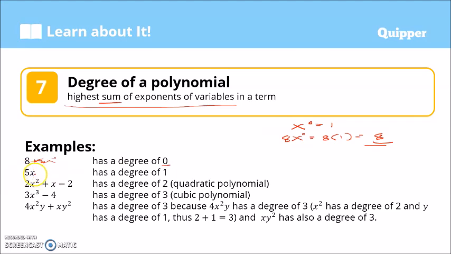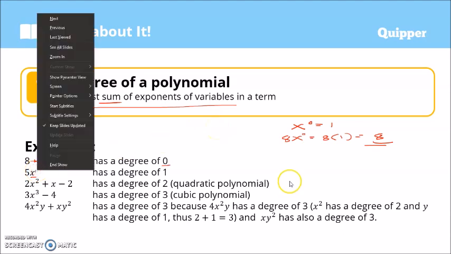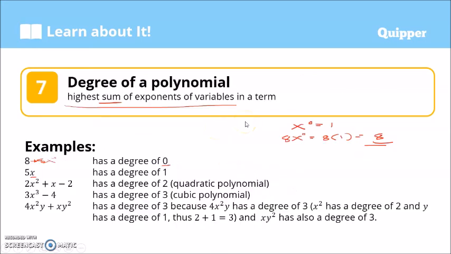Next, 5x. Here, the variable has no visible exponent. I said that when a variable has no exponent written, it is automatic: there is an exponent, and it's 1. So, the degree is 1. 2x squared plus x minus 2, this is a trinomial. This has a degree of 2. The exponent of x here is 2, here it is 1, and here 0. The highest is of course 2. So, the degree of this trinomial is 2.